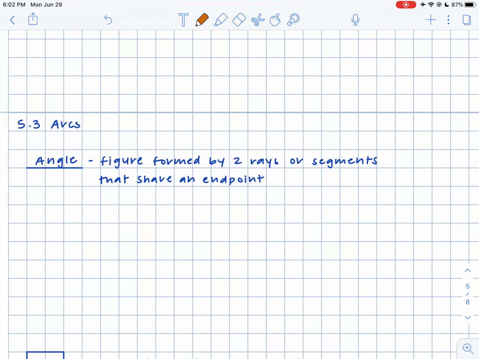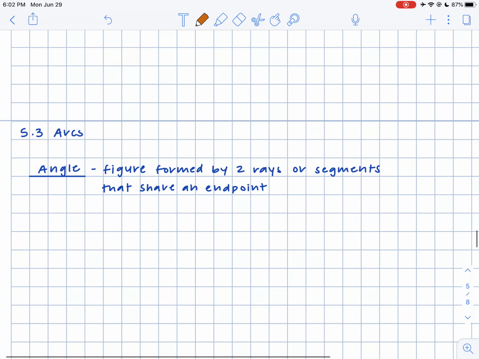Welcome to 5.3 Arcs. In this lesson, we're going to be talking about types of arcs and how to measure arcs. So I want to refresh your mind on what we talked about from semester 1, which was an angle.